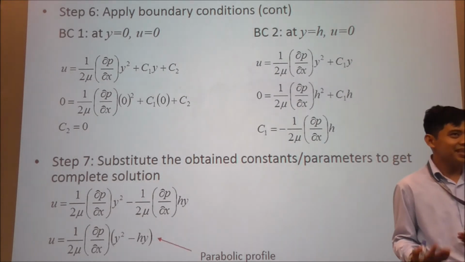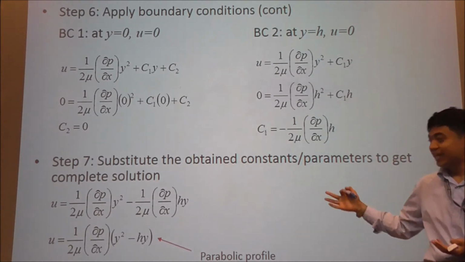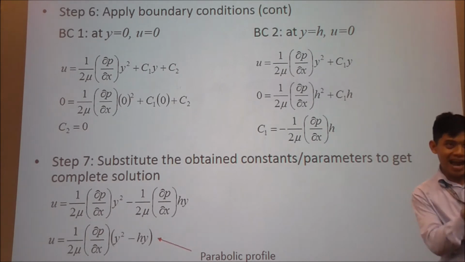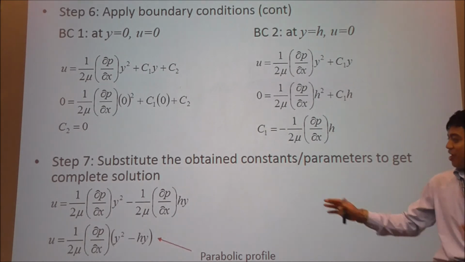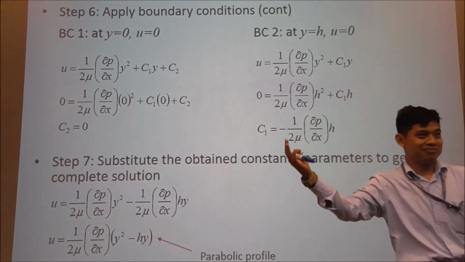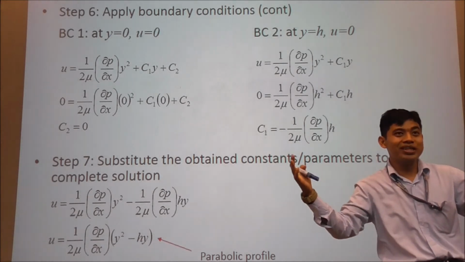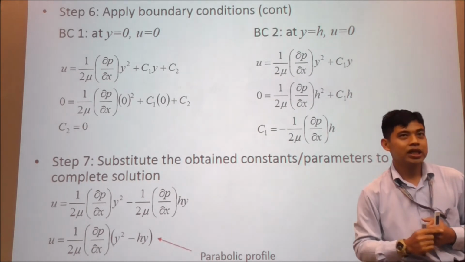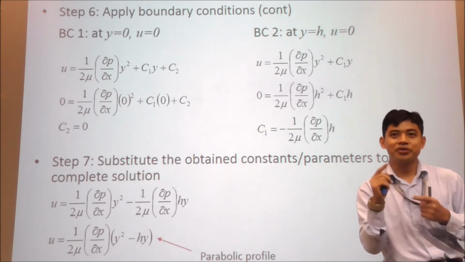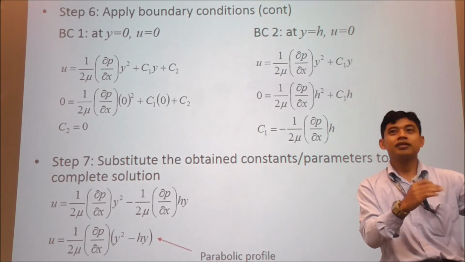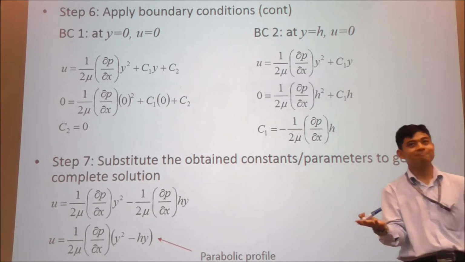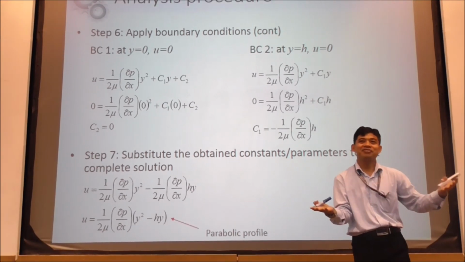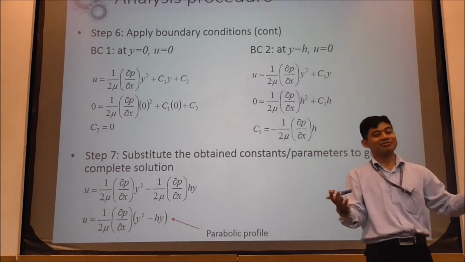Okay, so next time I give you a question like this, you have done all the analysis, you end up having u is equal to something. How do you know that it is correct? Return back to your boundary condition. If you plug in your boundary condition, you get whatever it is, then it is correct. If it is not, if you have time, you redo. If you don't have time, pray hard.